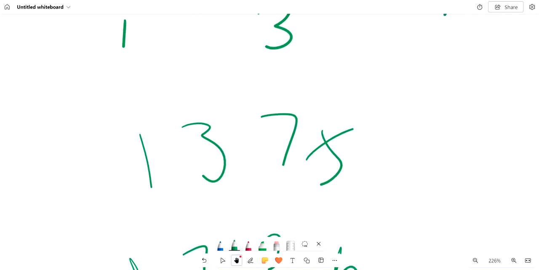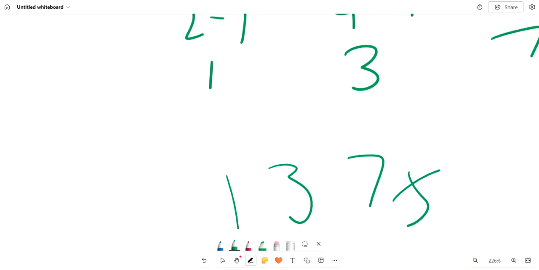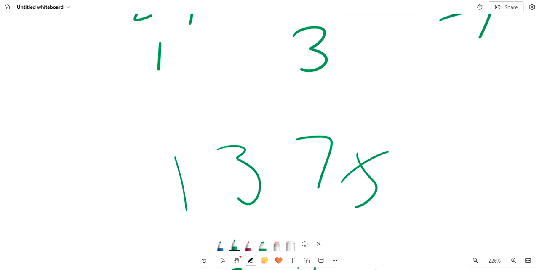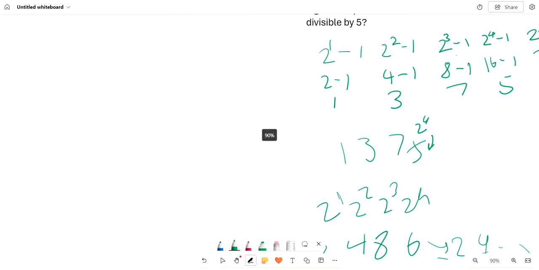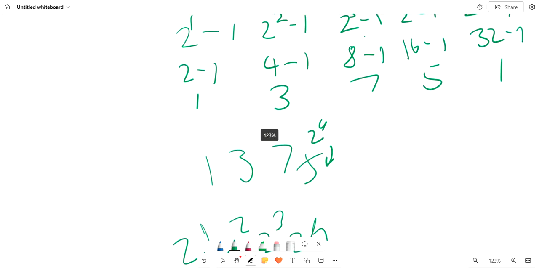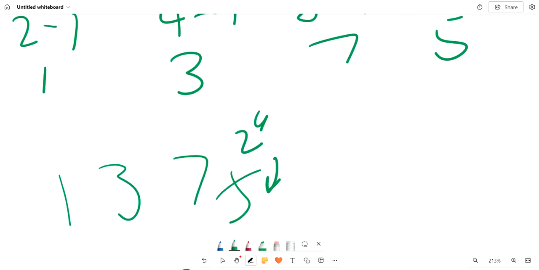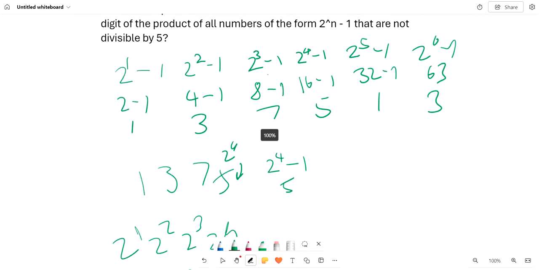And so every multiple of 4 power, like 2 to the 4, is going to be 5. So like, let's say we have 2 to the fourth, then 2 to the fourth minus 1 is just 5 as a unit digit. If we have like 2 to the 64, well, now 64 is divisible by 4, so minus 1 would still have 5, and so on.